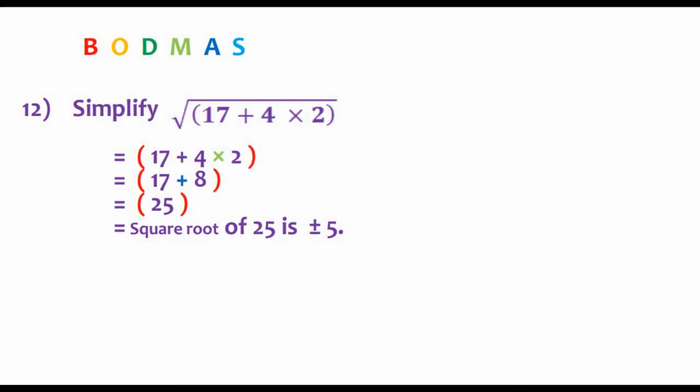Here we are now with a square root related question, which says simplify the square root of (17 plus 4 multiplied by 2). According to BODMAS, even here we need to sort the parentheses first. Within the parentheses there are two operations, addition and multiplication. We need to sort the multiplication first, as it is our priority. So 4 multiplied by 2 makes 8, and then 8 added to 17 makes 25. Now what is the square root of 25? It is plus or minus 5. Right. So the answer is plus or minus 5.